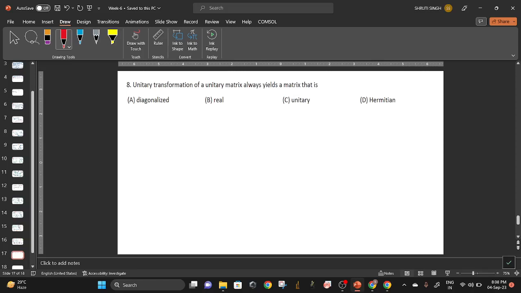Okay. A unitary transformation of a unitary matrix always yields a matrix that is diagonalized, real, unitary, or Hermitian. Can you tell this one? I think it should be unitary. Yes, it is unitary. This has been taught in class: a unitary transformation of a unitary matrix gives a resultant matrix that is unitary. And I derived it last class.